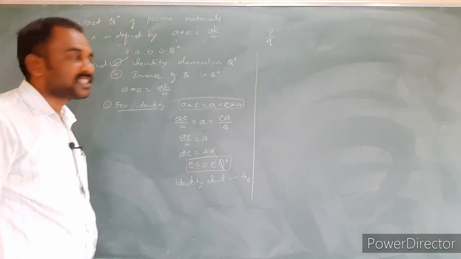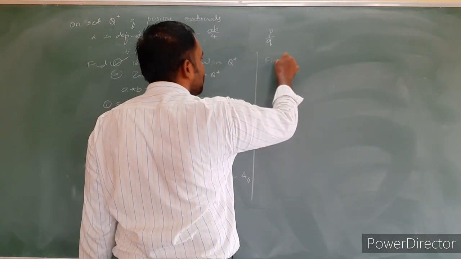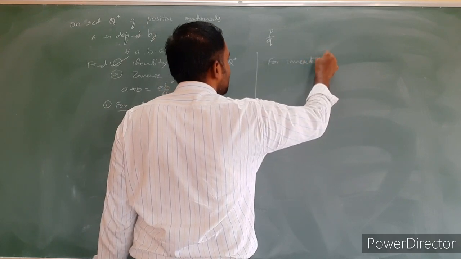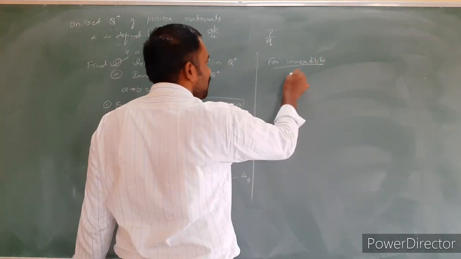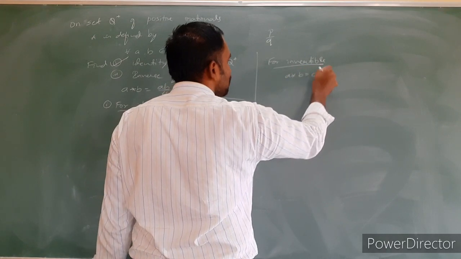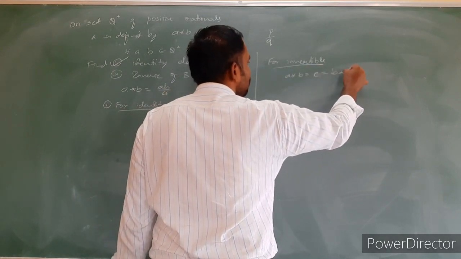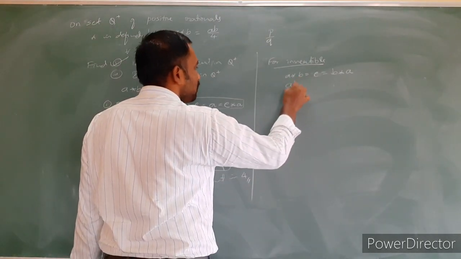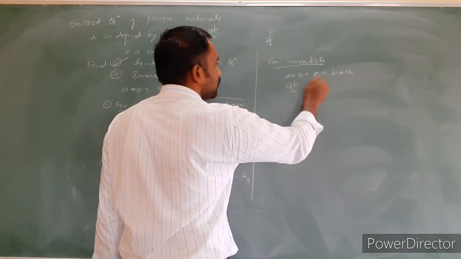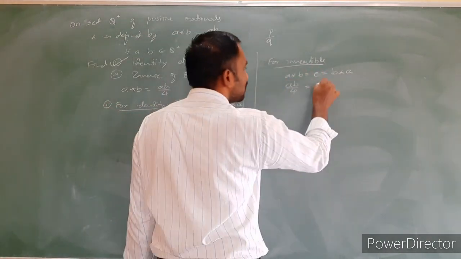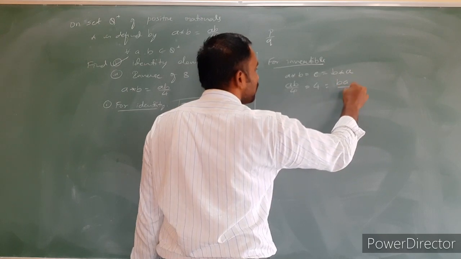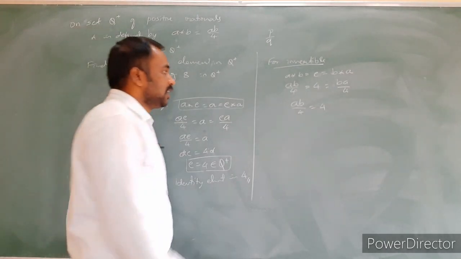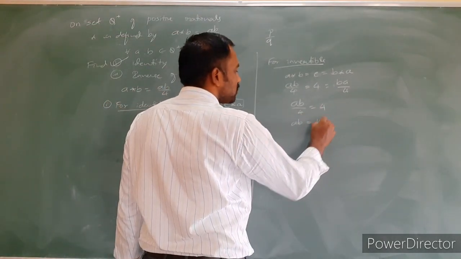First of all, the general definition. General inverse element for the invertible element. What is the invertible element definition? A star B is equal to E is equal to B star A. A star B is nothing but AB by 4 is equal to the identity element E, which we have already got as 4, is equal to BA by 4. It is sufficient to consider AB by 4 is equal to 4. Now AB is equal to 4 fours are 16.